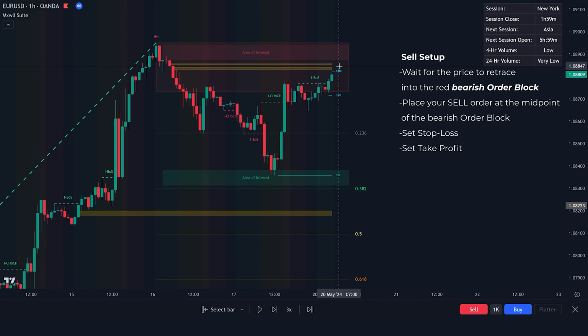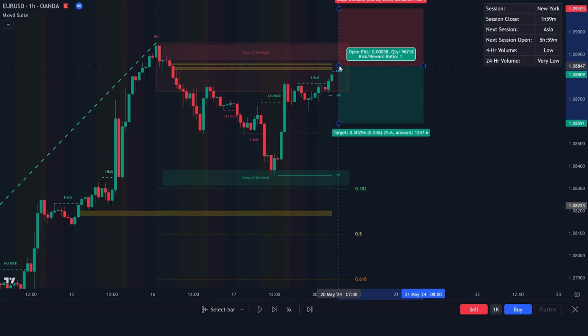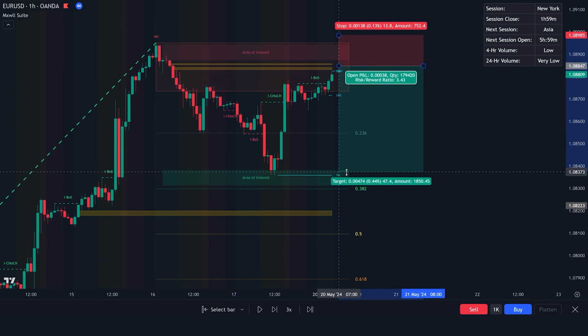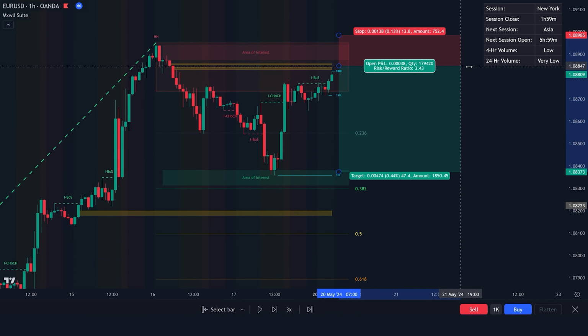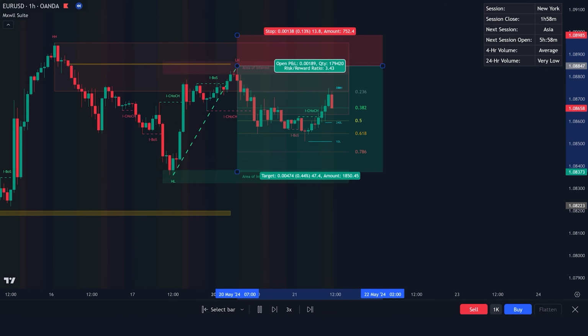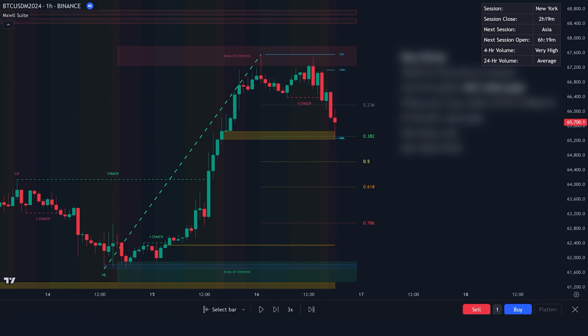For the best sell trade entry, wait for the price to retrace into the red bearish order block. Look to enter the trade at the midpoint of this block. Place your sell order at the midpoint of the red bearish order block once the price retraces into it. Place your stop loss just above the most recent swing high. Set your take profit based on a favorable risk-to-reward ratio, considering your risk tolerance and current market conditions. Here is the result.